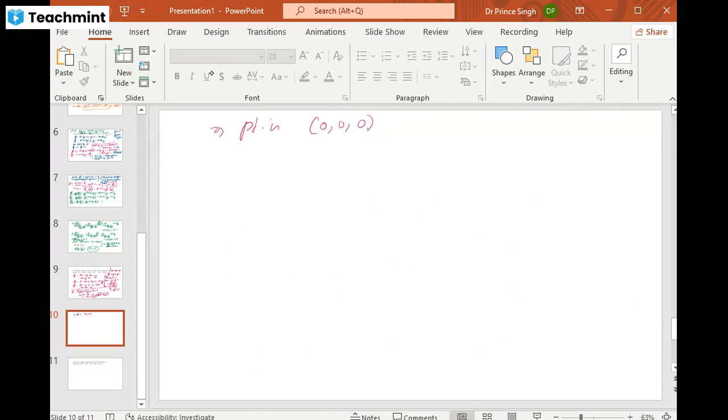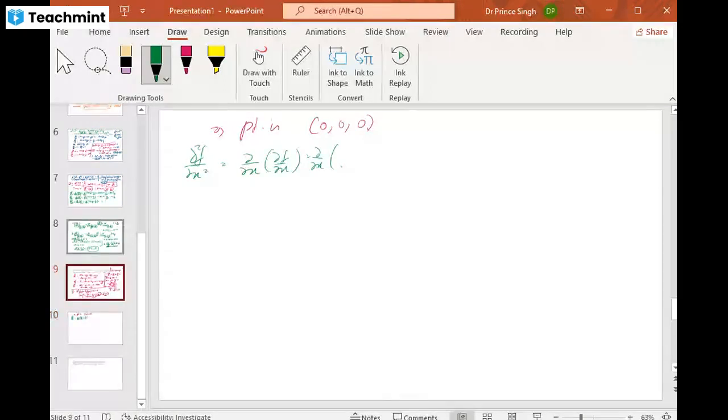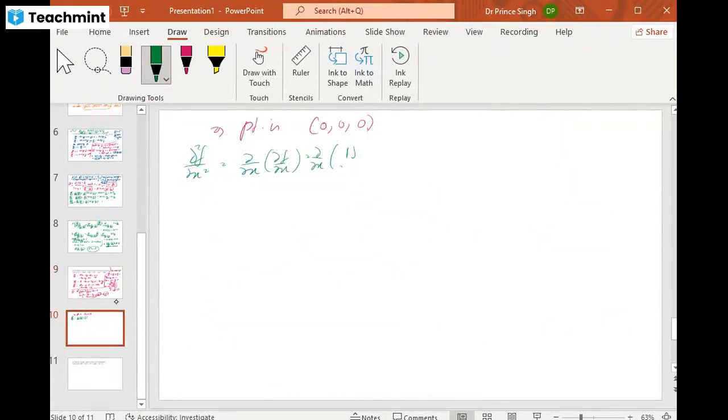Now we need to find the second order derivatives. The second order derivative ∂²f/∂x² with respect to x is ∂/∂x of (18z − 6y − 18x), so this is −18.